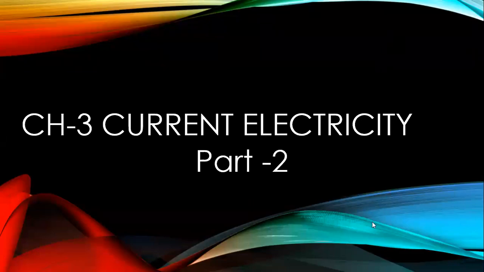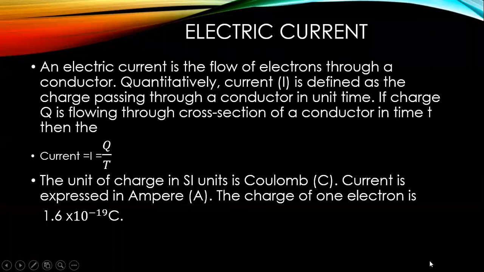So let's start with chapter number 3, current electricity, part 2 of your Science 1. What we saw in the last part was the electric current. Electric current is the flow of electrons through a conductor.